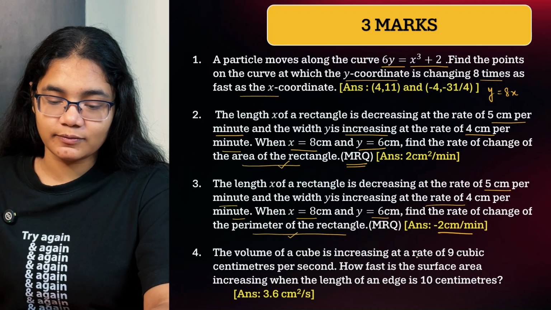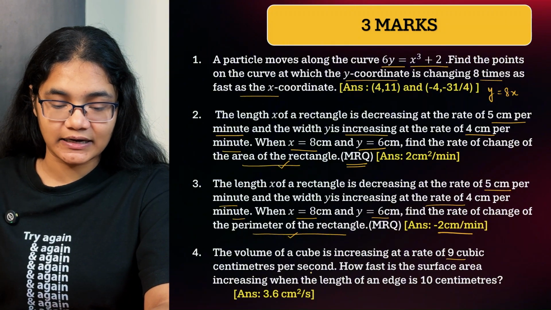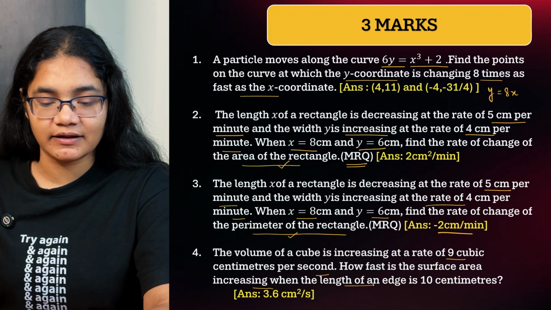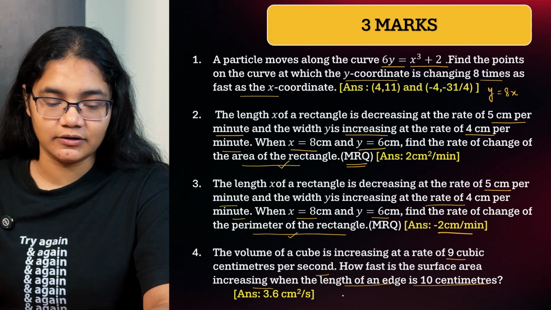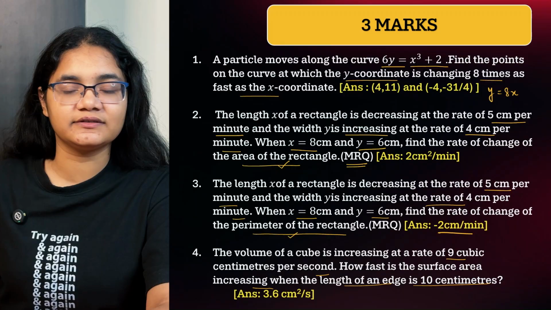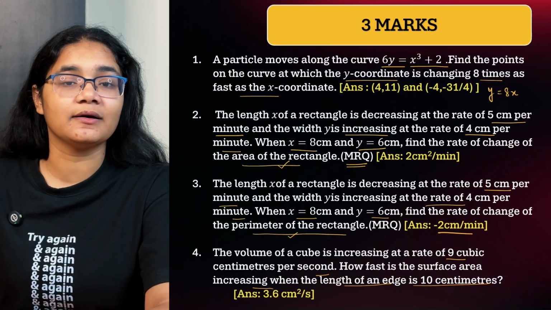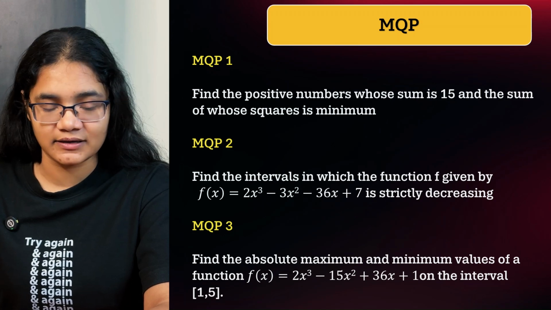Next, the volume of a cube is increasing at a rate of 9 cubic centimeter per second. How fast is the surface area increasing when the length of an edge is 10 centimeter? Okay, so you have to calculate all this, practice these 4 questions, and now we will see the questions that have been asked in the model question paper in the 3 marker section.